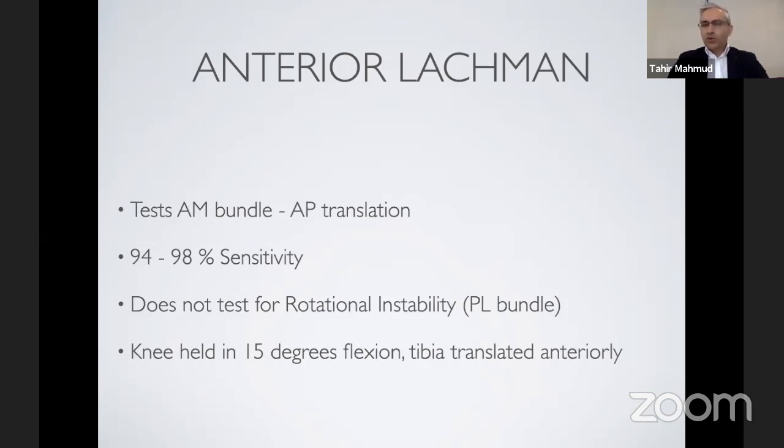In order to do this, we hold the knee in 15 degrees of flexion and we translate the tibia anteriorly, and we look for a soft feel, or what we call a boggy endpoint, a soft endpoint, not a good firm endpoint. And I'll demonstrate this to you in a moment.